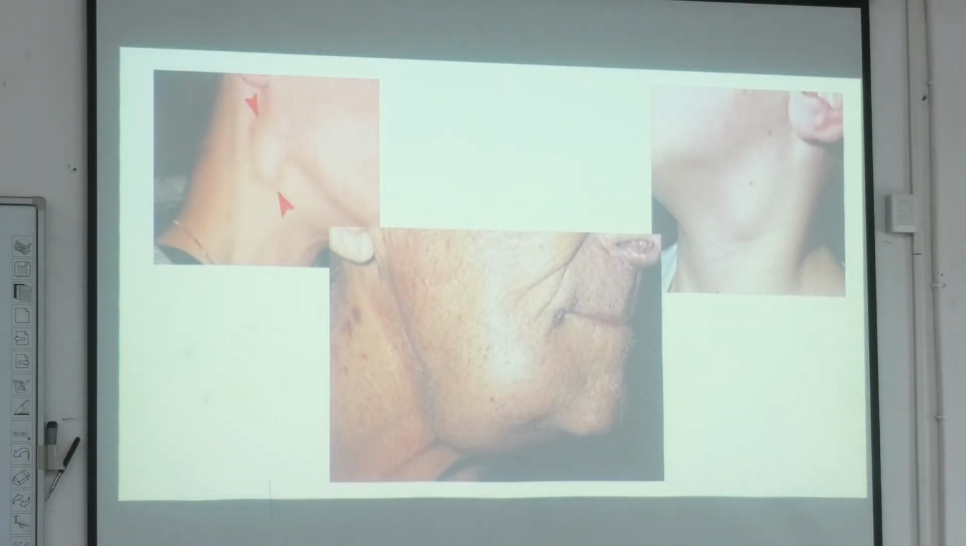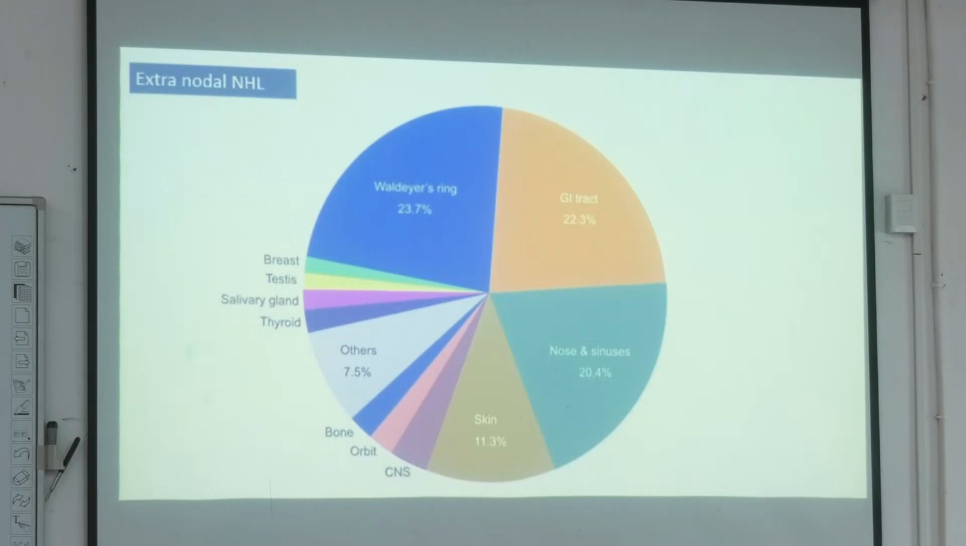So these are some enlarged lymph nodes. What are the extranodal areas? Other than lymph node: GI tract, Waldeyer's ring, breast, tonsil, salivary gland, thyroid, bone, orbit, CNS, skin, nasal sinus. These are the extranodal sites of lymphoma. So it is not restricted to the lymph node; we also have to remember that lymphoma can arise in these areas.